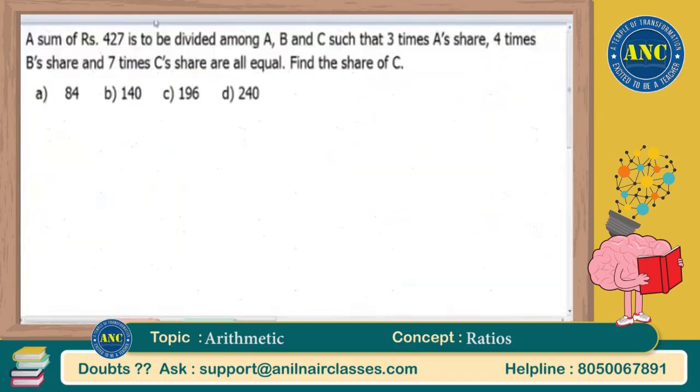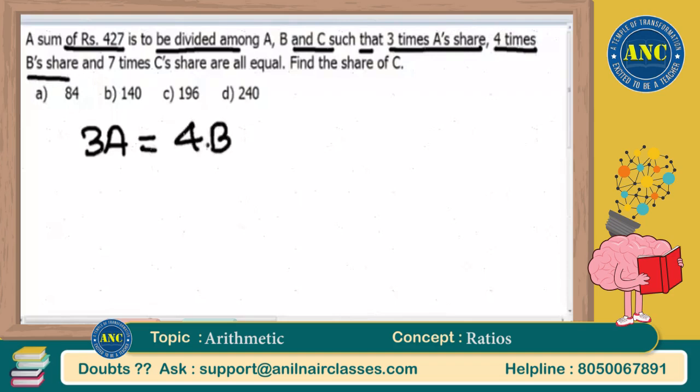Your question is, a sum of 427 is divided among A, B, C such that 3 times A's share, 4 times B's share, 7 times C's share, all are equal. That means these are all equal. Find the share of C. I know how to solve this, sir, already.